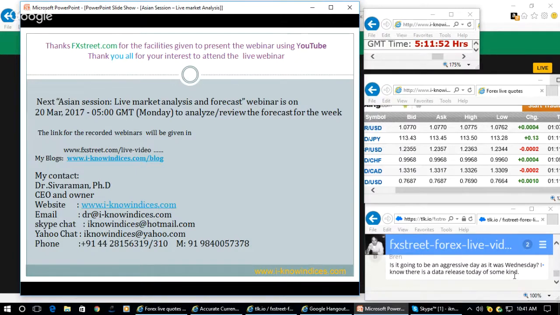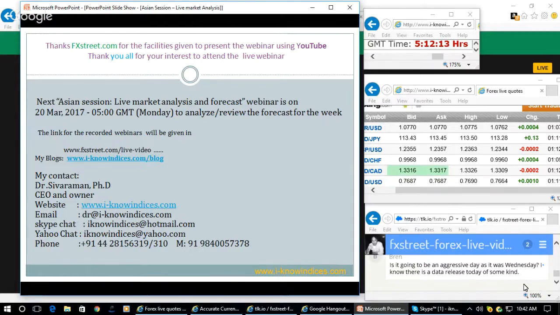Yeah, there will be an aggressive gaining move during the US session, and they could gain initially during the early European session, then make some profit booking move, and then gain again during the US session. See, it is not necessary that the data release is a must.